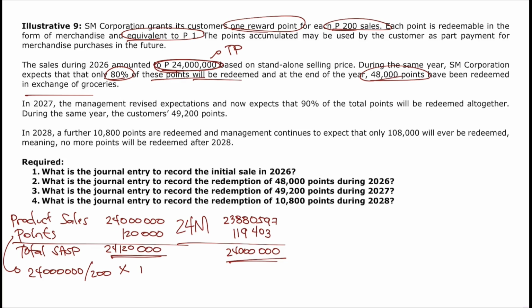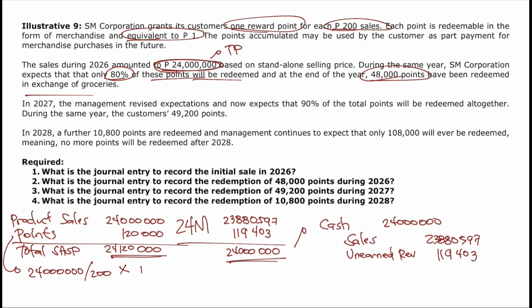Okay? So requirement number 1, what is the journal entry to record the initial sale? Our journal entry is to debit cash equal to 24 million, credit sales, which is equal to 23,880,597, and then credit unearned revenue, because naka-receive na tayo ng cash pero hindi pa natin nadi-deliver yung points, which is equal to 119,403. So ito yung journal entry for number 1, and that's our final answer.